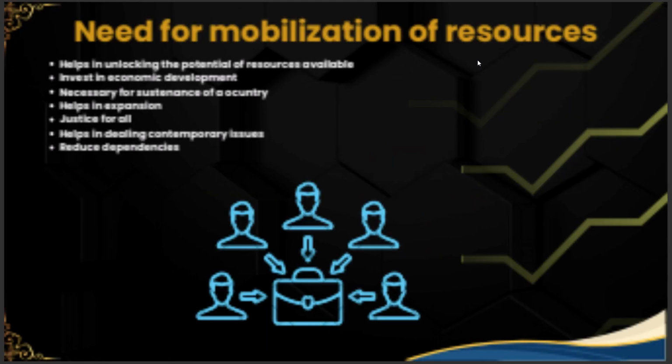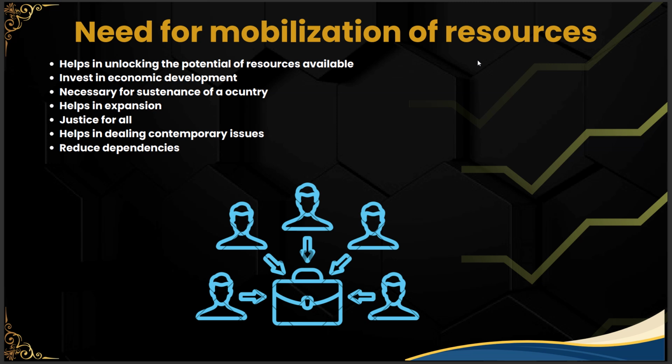Now let us look into the need for mobilization of resources. It helps in unlocking the potential of resources available. What do you mean by that? You might have 100 acres of land. When you don't put it into use, that 100 acres is of no use to you. When you monetize that asset by putting it to agriculture, and a few parts for industry and so on, it could be really helpful in improving the area, and also bringing you something back in return.